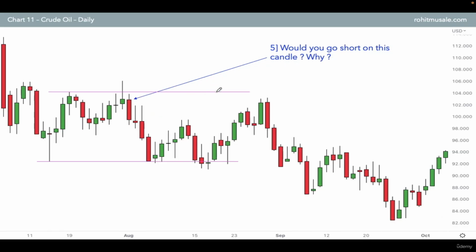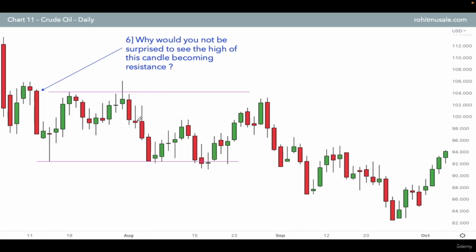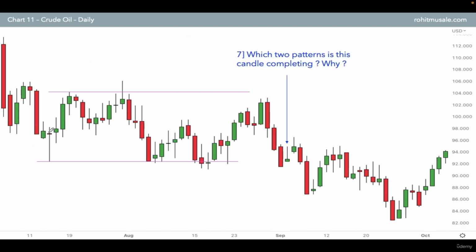Number 5, would you go short on this candle and why? So this red candle. Number 6, why would you not be surprised to see the high of this candle becoming resistance? So this long red candle. Number 7, which two patterns is this candle completing and why? So you look at this small green candle. That's the question.